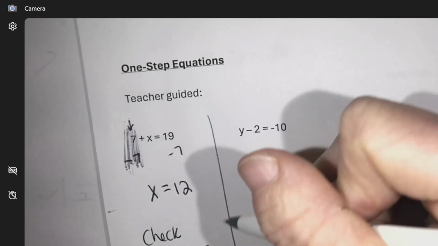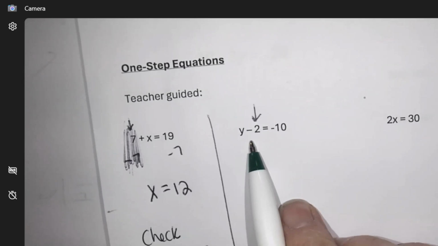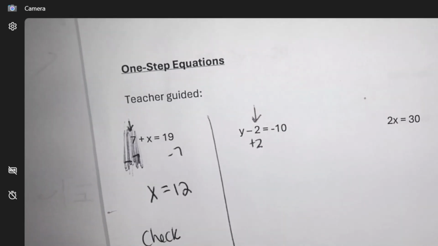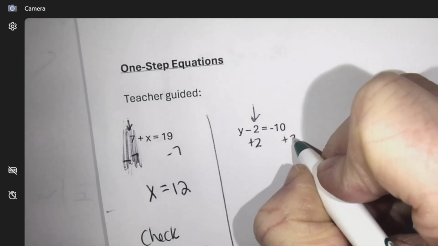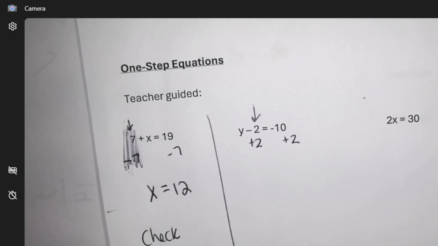Okay, number 2. I want y, so different letter. I want y all alone. So this is the thing I need to attack. Need to get that out. So I would have to do a +2 to get it out of there. Always an opposite thing to remove something. So what am I going to also do on the teeter-totter? Add 2.